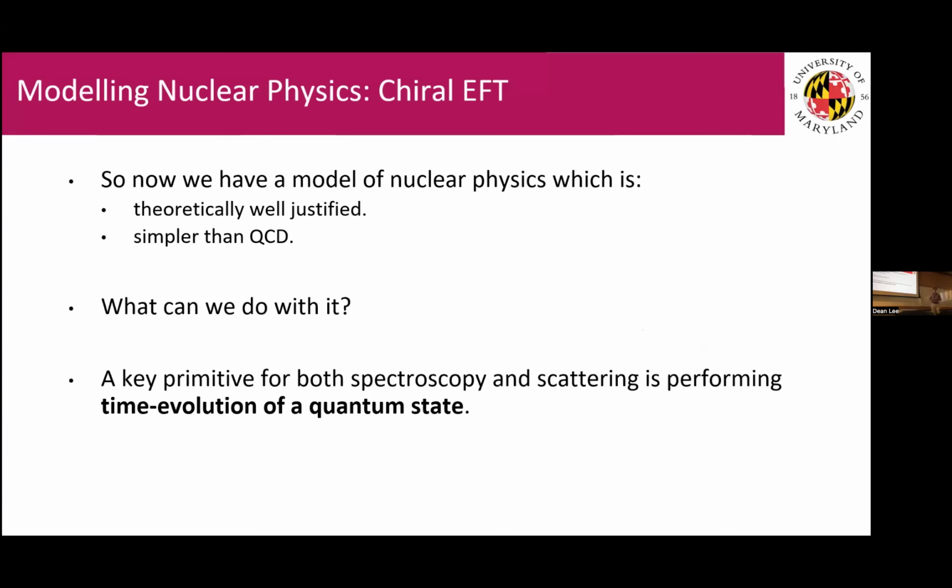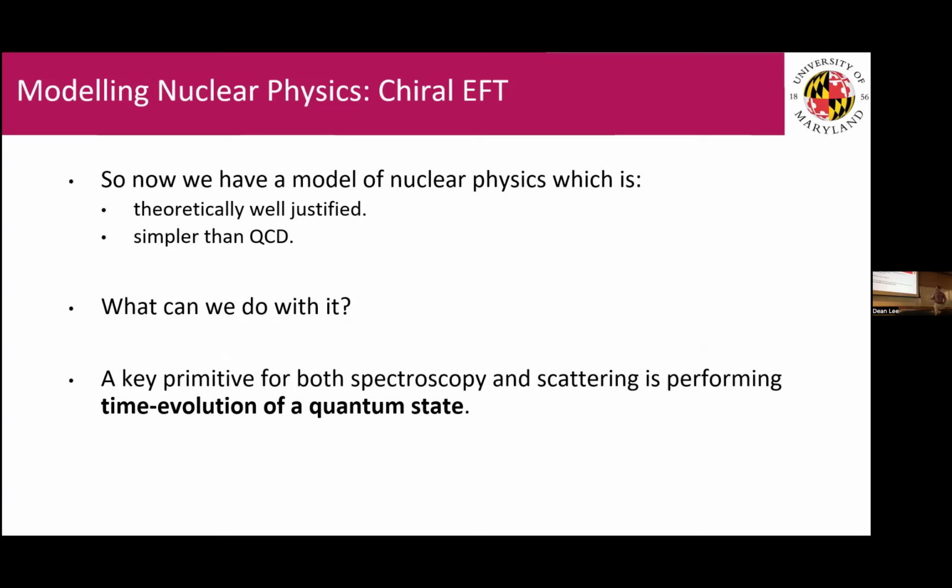So now we have a model of nuclear physics, which is, I'm told, theoretically well justified, and it's ideally simpler than QCD, so I'm not simulating all of QCD. The question is, what do I do with it? I've got a Hamiltonian or a Lagrangian expressed in terms of the chiral effective field theory. And I want to know, is there anything I can do on a quantum computer that I might have some hope of speeding up, compared to a classical computer?